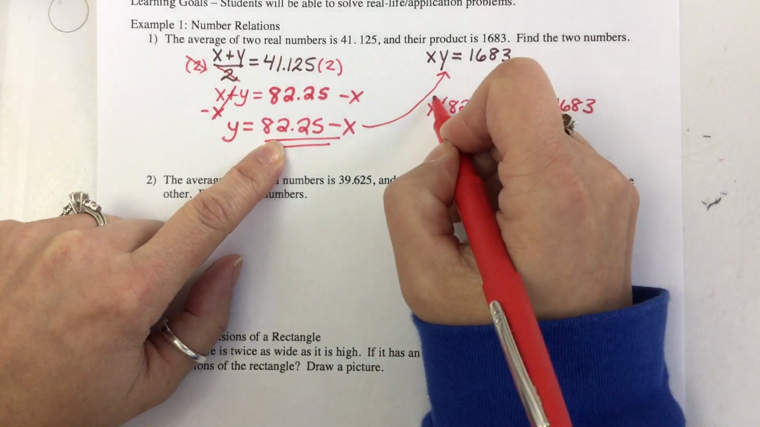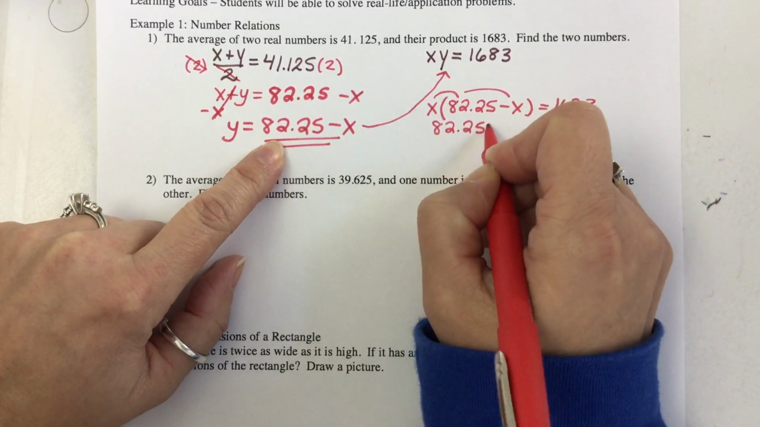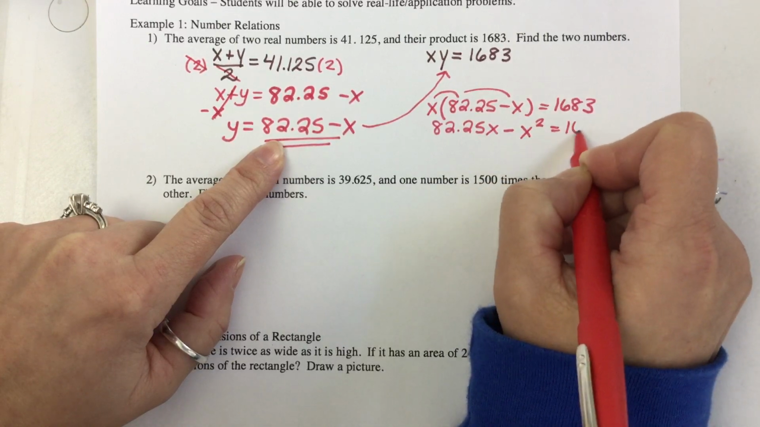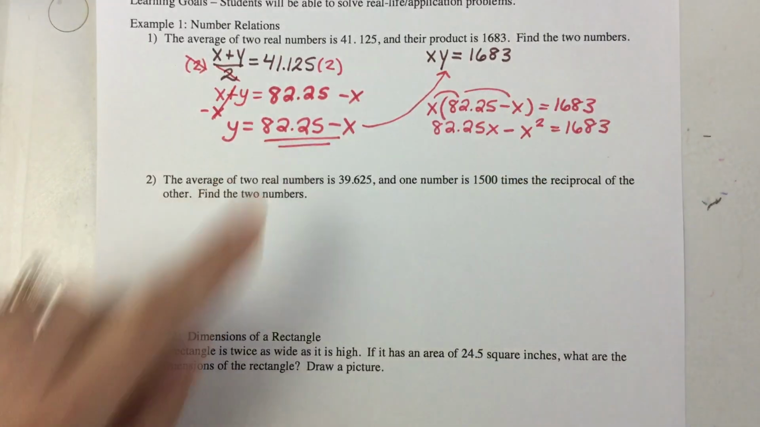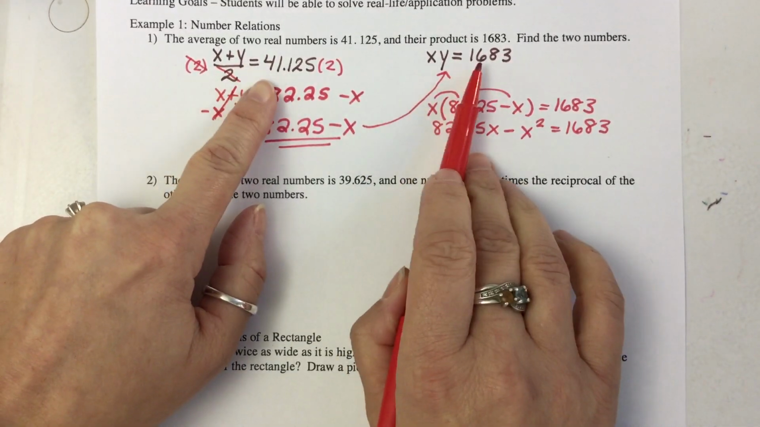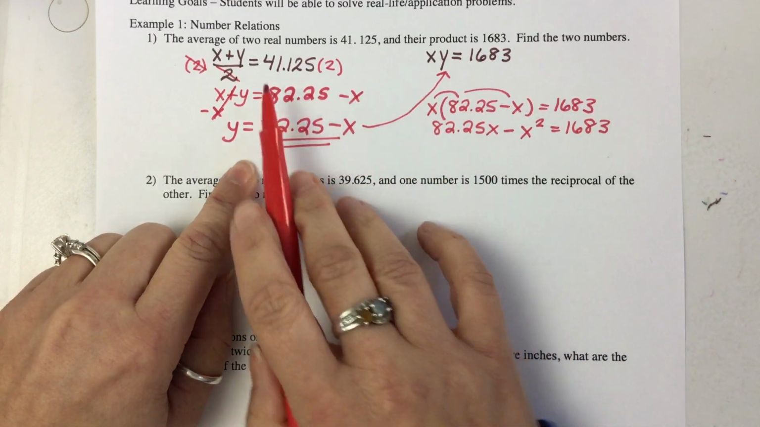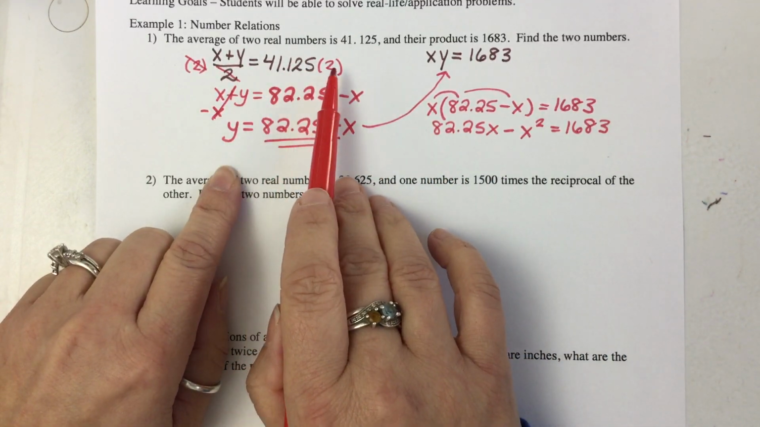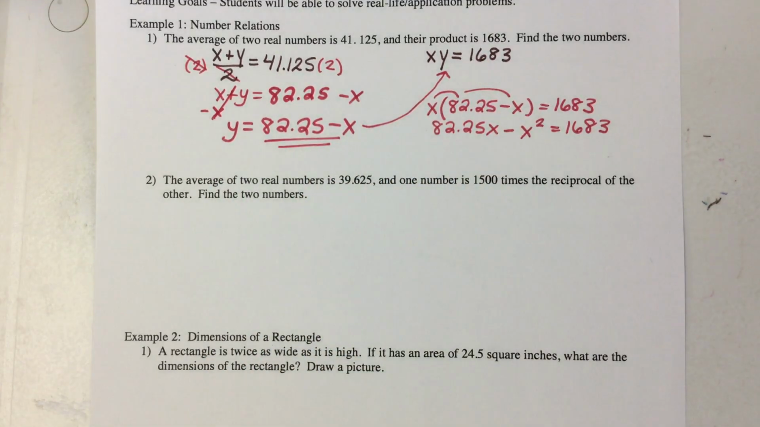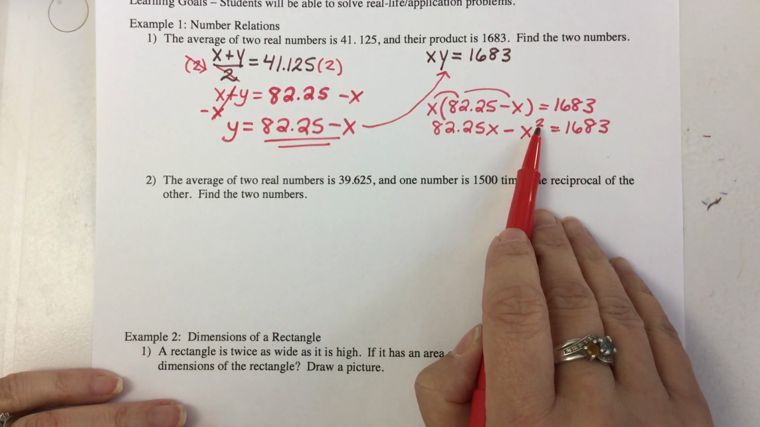Well, now at this point, I need to go ahead and distribute. So 82.25x minus x times x is x squared, equals 1,683. Now what I just did is I took all this information and put it together into one equation. So I took the information that the average of two real numbers is 41.125 and the product is 1,683. This has a degree of 2, so this means I'm going to be able to find two answers.